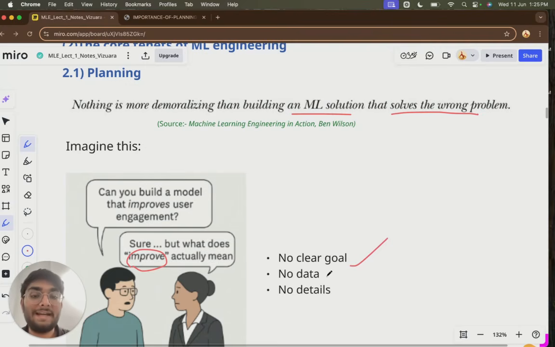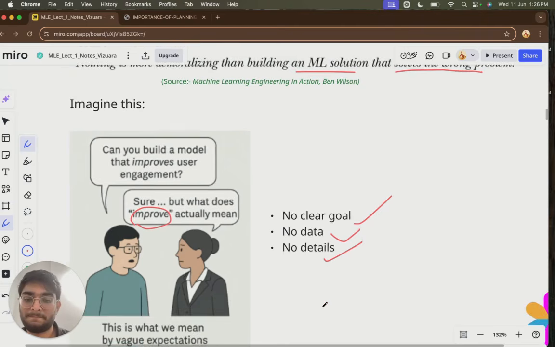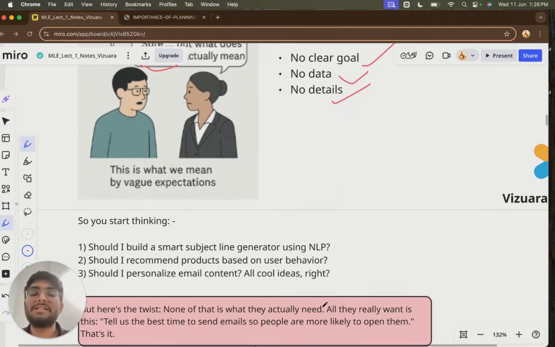There is no data given. There are no details. They are not giving me the correct goal. They are not telling me what kind of emails they generally send. There are no details on what time they send the emails, what is their main aim for sending that email, and who is the target audience. These all questions will come into mind as a data scientist team member. So this we call a vague expectation.